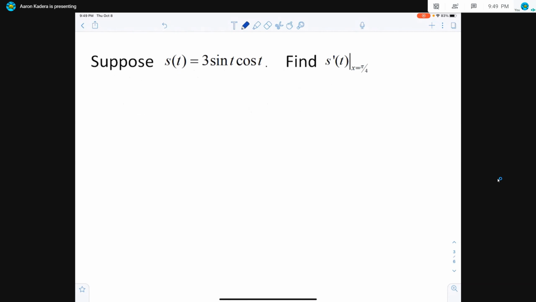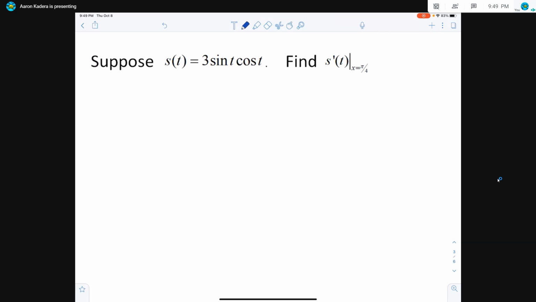This says, suppose s of t equals 3 times sine of t times cosine of t. So we have a product of 2 functions, and then we also have a constant out front. So we're actually going to use the derivative of a constant multiple and the product rule within a single problem.